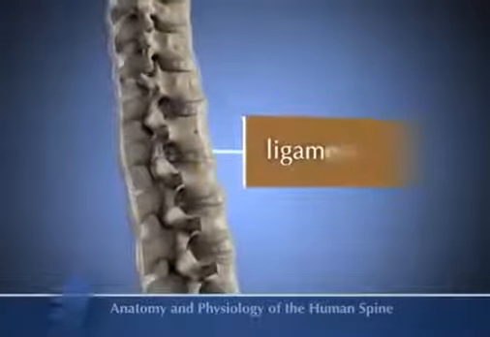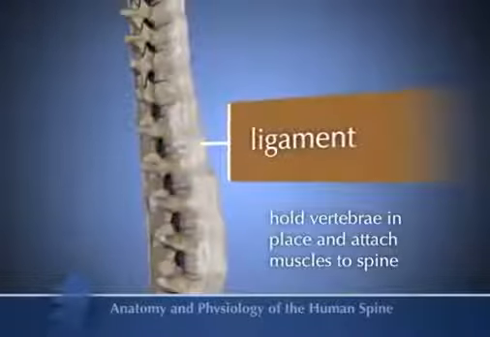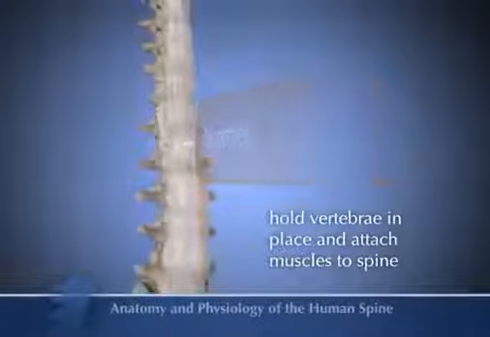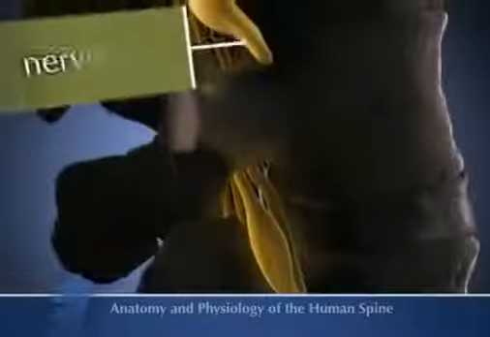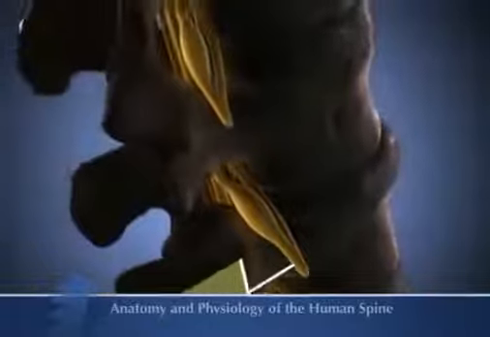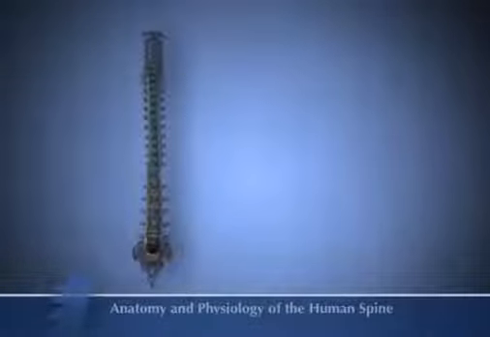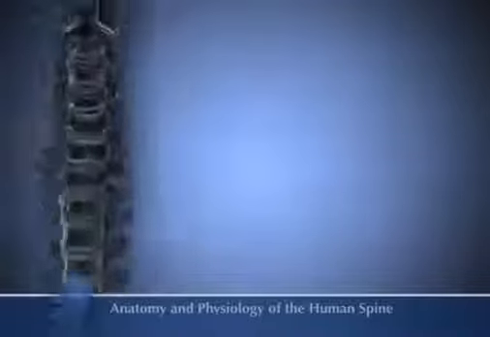Bands of tissues called ligaments and tendons hold the vertebrae in place and attach the muscles of the back to the spinal column. Small nerves called roots enter and emerge from the spinal cord through spaces between the vertebrae. The spine has 4 regions.